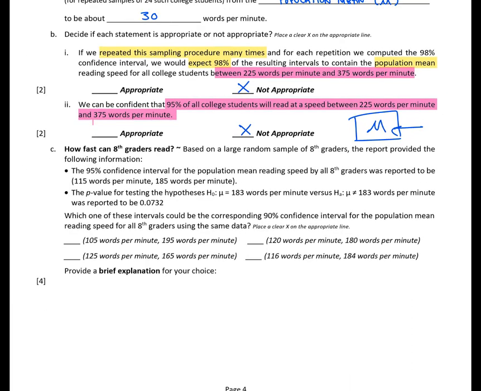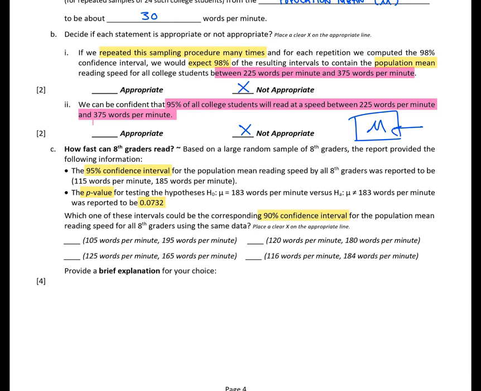Finally, question C. How fast can eighth graders read? Based on a large random sample of eighth graders, so we have a new population of interest here, the report provided the following information. The 95% confidence interval for the population mean reading speed by all 8th graders was reported to be 115 to 185. The p-value for testing the hypotheses mu is equal to 183 versus mu is not equal to 183 was reported to be 0.0732. Which of these intervals could be the corresponding 90% confidence interval for the population mean reading speed for all 8th graders using the same data?